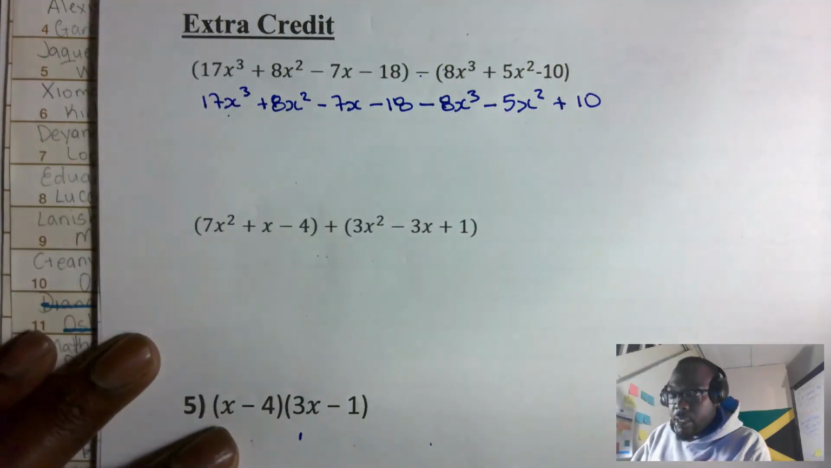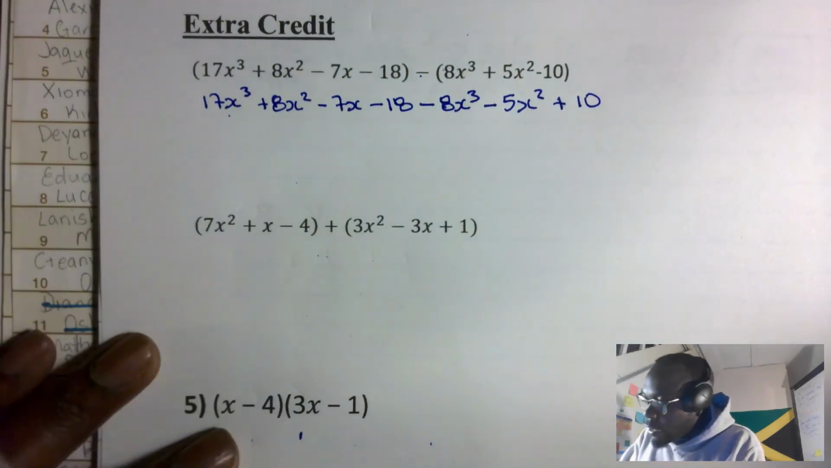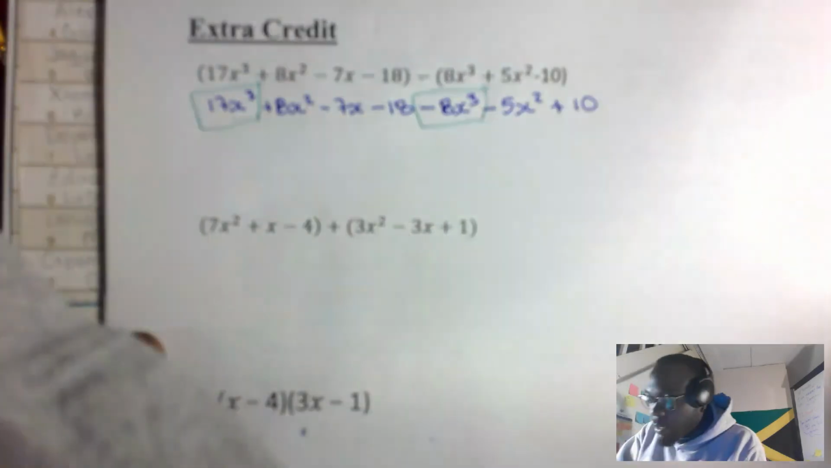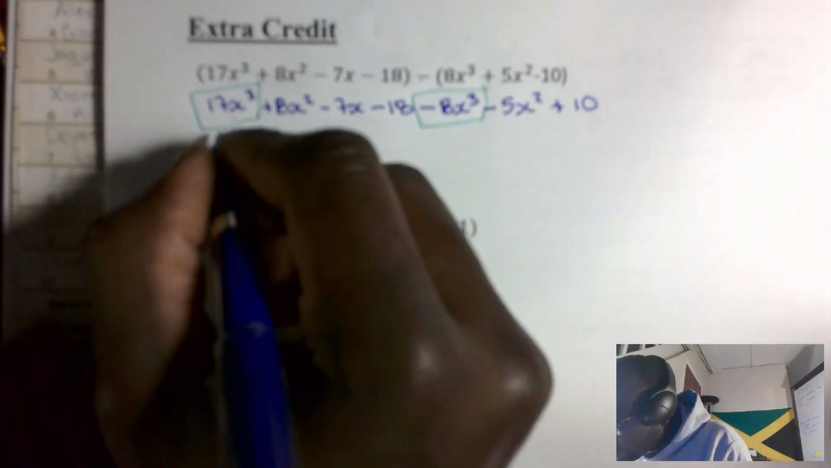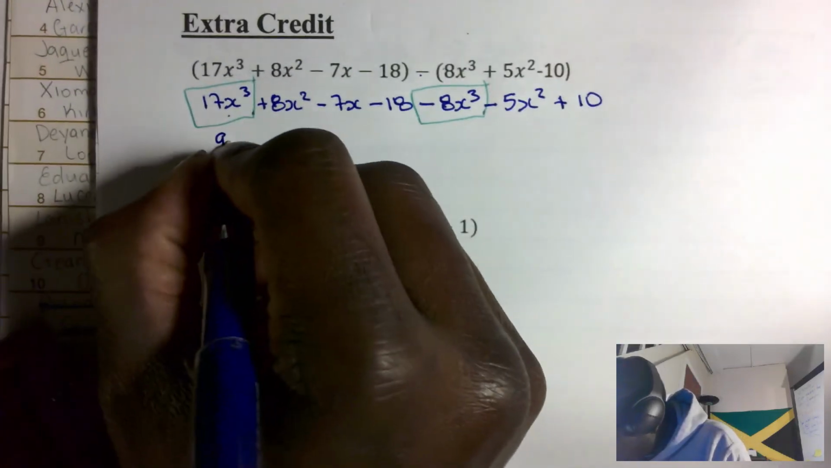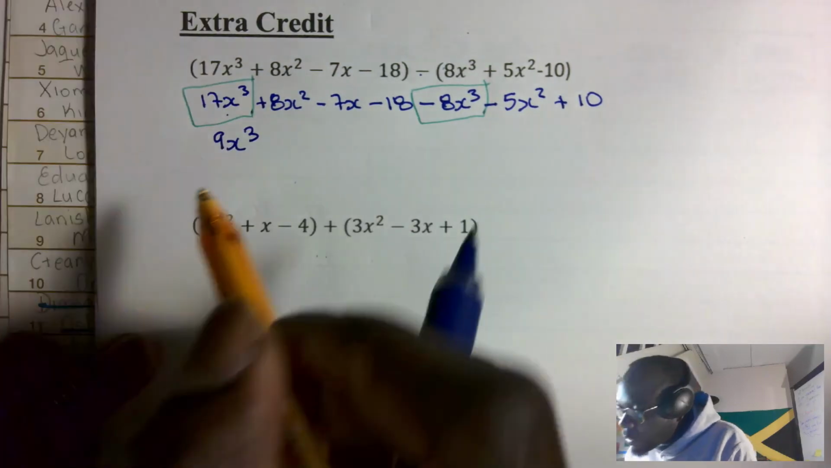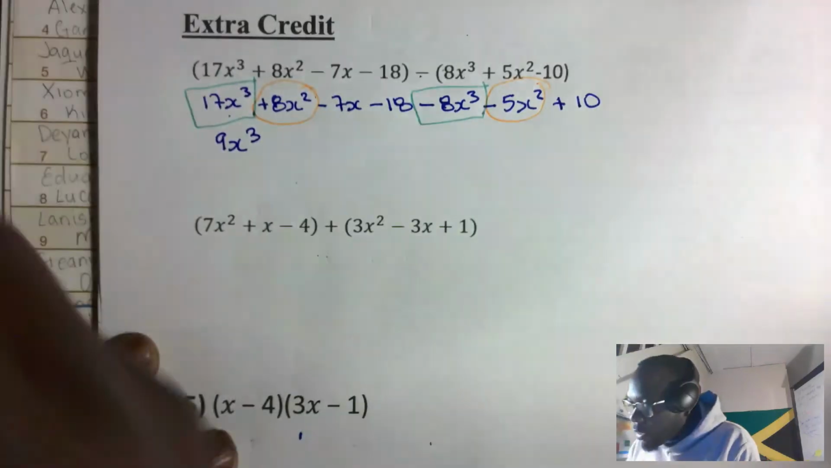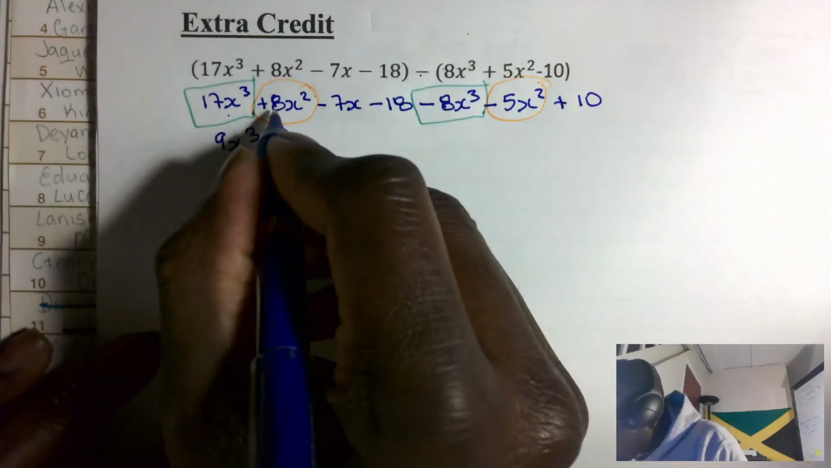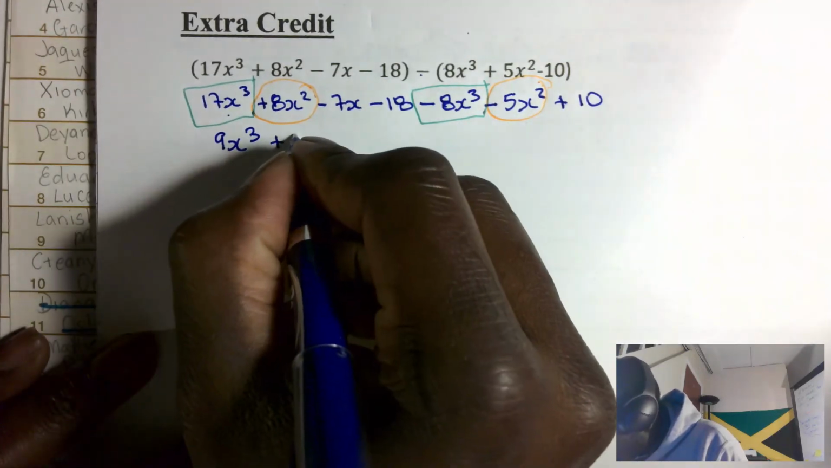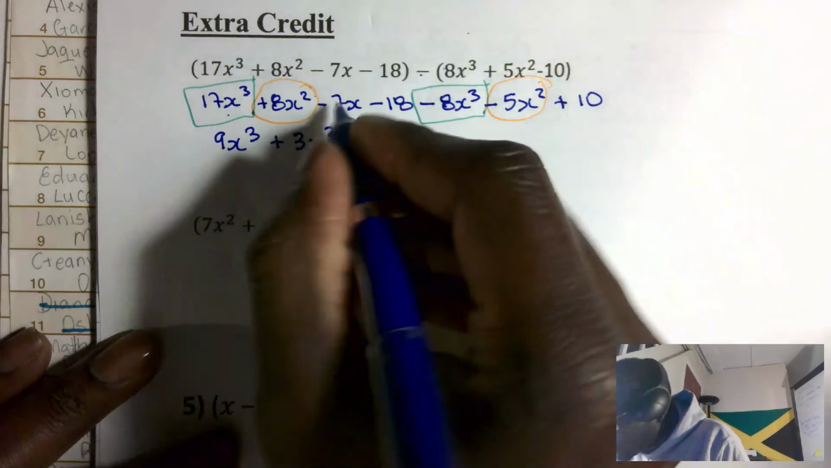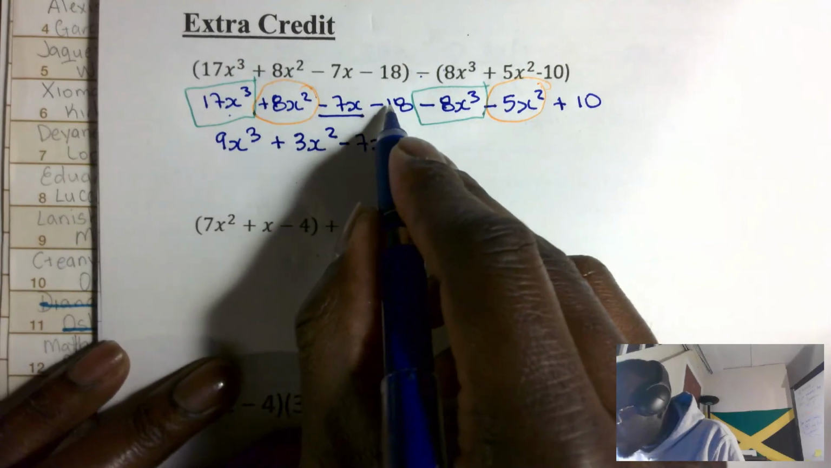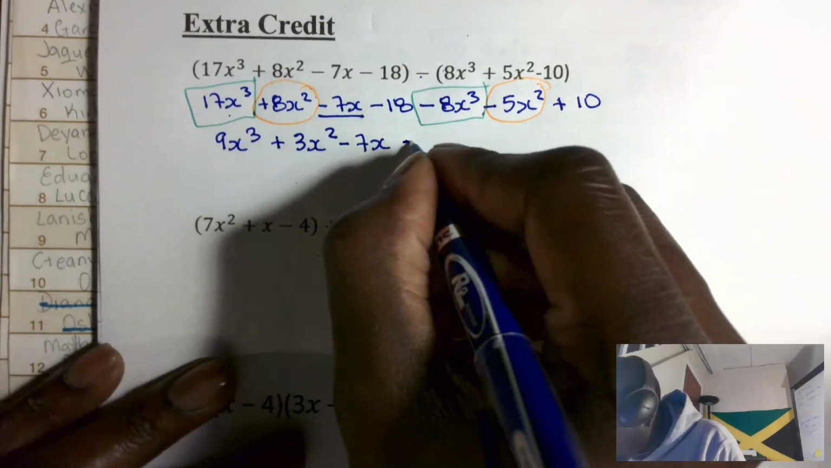So I'm going to combine like terms. So when I combine like terms here, I'm going to combine 17 and I'm going to combine minus 8x. So when I combine both of these, it's going to give me 9x cubed. I'm going to combine the squares. So when I combine the squares, 8 minus 5, that's going to give me plus 3x squared. Since there's only one x, it's going to be minus 7x. All right, and when I combine negative 18 and positive 10, it's going to give me minus 8.